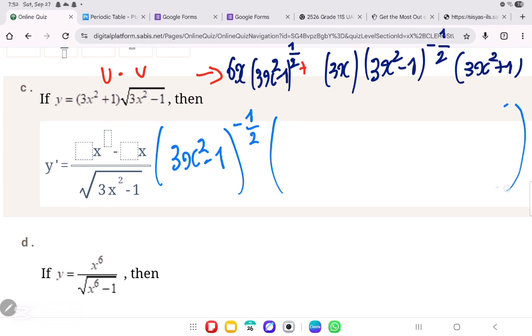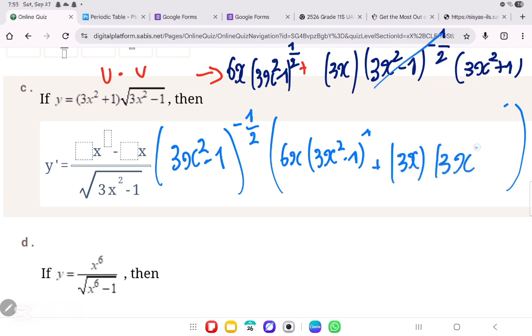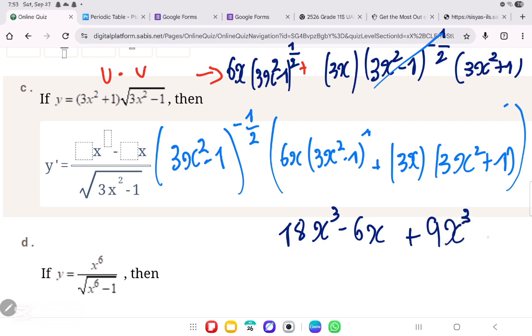Multiplied by 6x times 3x squared minus 1. We took out minus 1 over 2, so that's 1 over 2 minus 1 over 2, which gives us 1. Plus 3x times, this we took out so we can remove it, times 3x squared plus 1. Now let us solve the inside. It's going to be 6x times 3x squared, 18x to the power of 3 minus 6x, plus 9x to the power of 3 plus 3x.